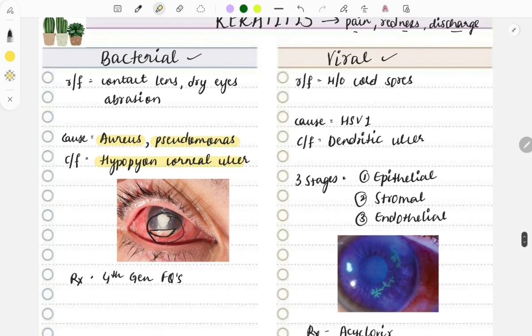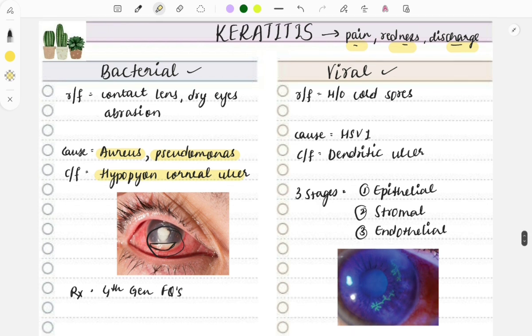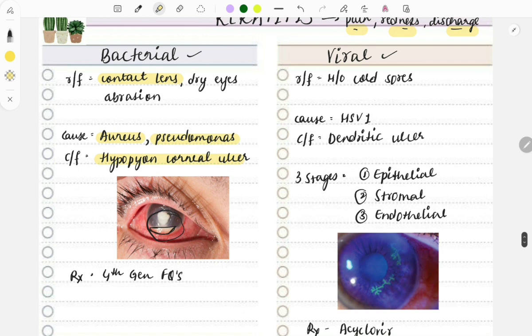So if a clinical case is given, it will describe pain, redness and discharge. These features are common to all keratitis. But in the question there can be some buzzwords by which you can come to know what kind of keratitis the examiner is trying to ask. For example, if it is bacterial, there can be a hint in the question like contact lens, or a hint like hypopyon corneal ulcer, and an image can also be given.